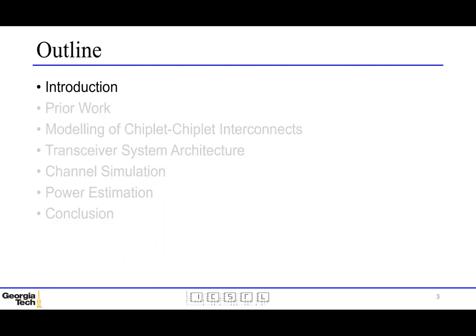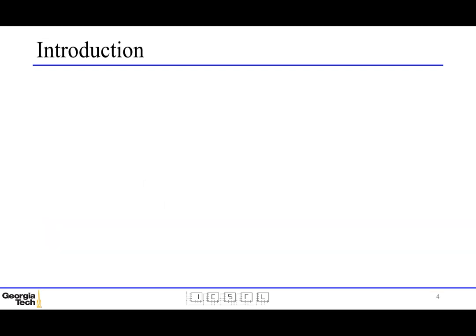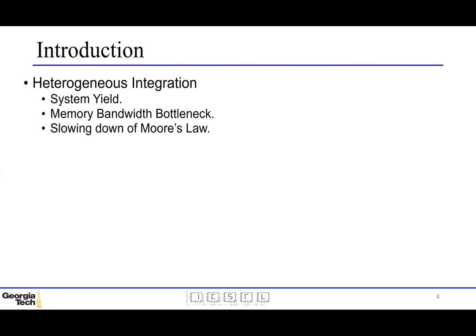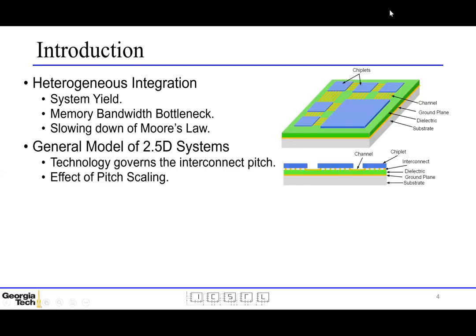So let's begin. Heterogeneous integration. Heterogeneous integration refers to the assembly and packaging of multiple separately manufactured components onto a single chip in order to improve functionality and enhance operating characteristics. It allows for packaging of components of different functionalities, different process technologies, and many times separate manufacturers. It increases system yield, alleviates memory bandwidth bottleneck for microprocessors, and addresses the challenges associated with slowing down of Moore's law. A general model of 2.5D integration systems used in this paper is shown.